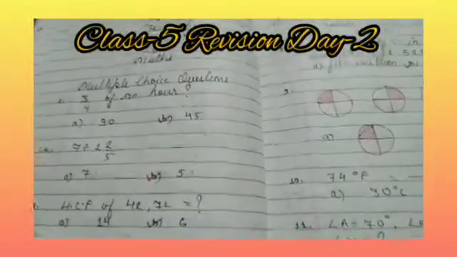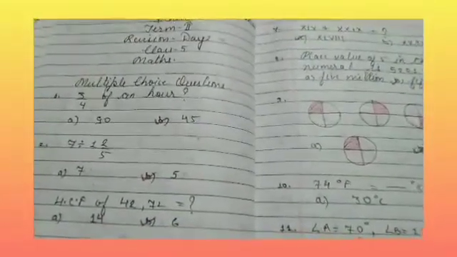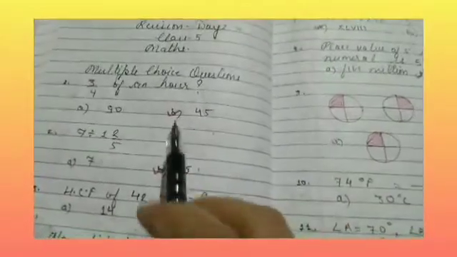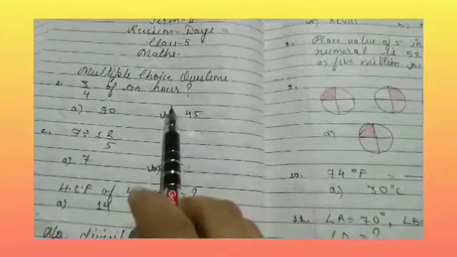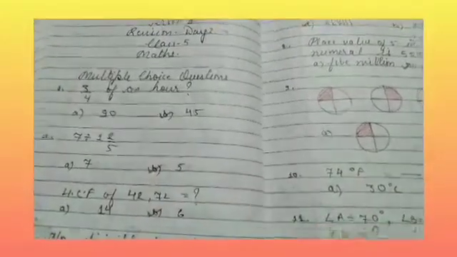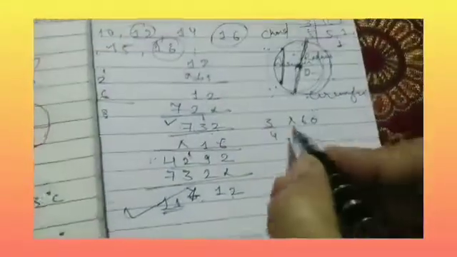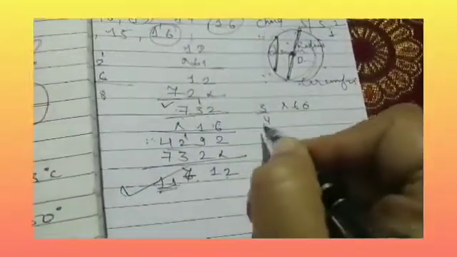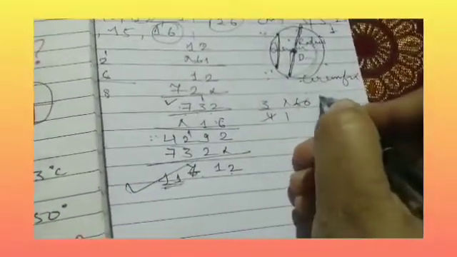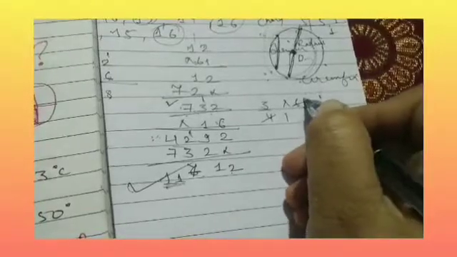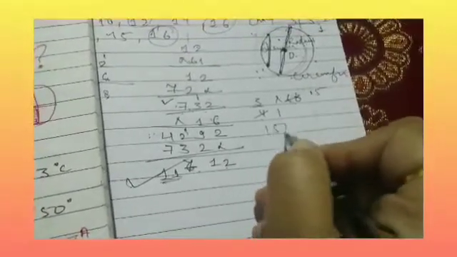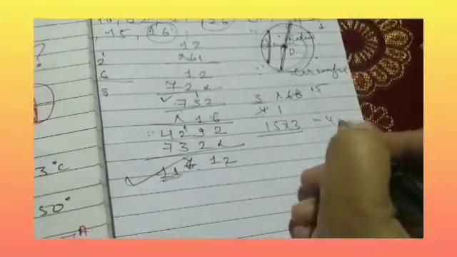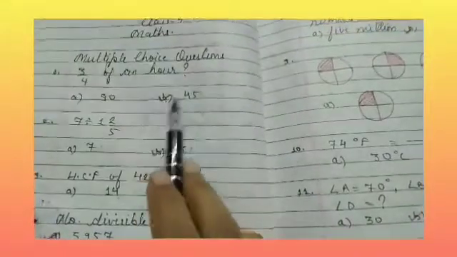So children, multiple choice question. 3 by 4 of an hour. Hour means 60 minutes, so we have to multiply with 60. So 3 by 4 of 60 means 4 ones are 4, 4 ones are 4. How many remaining? 2. And 4 5s are 20. So 15 into 3 is 45. Okay children? So our correct answer is B, 45.